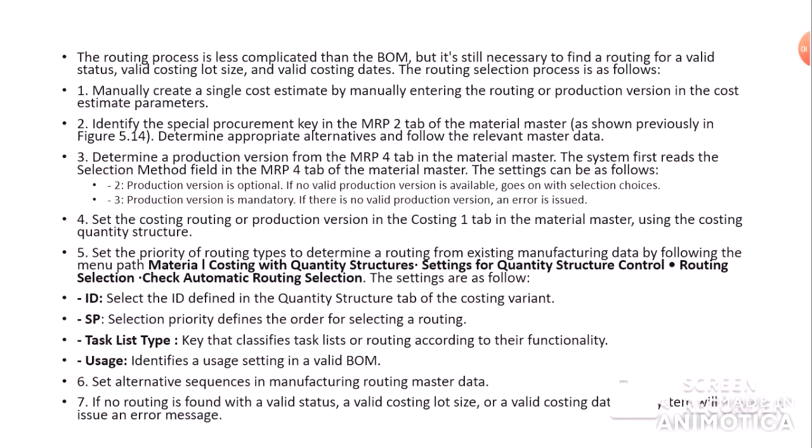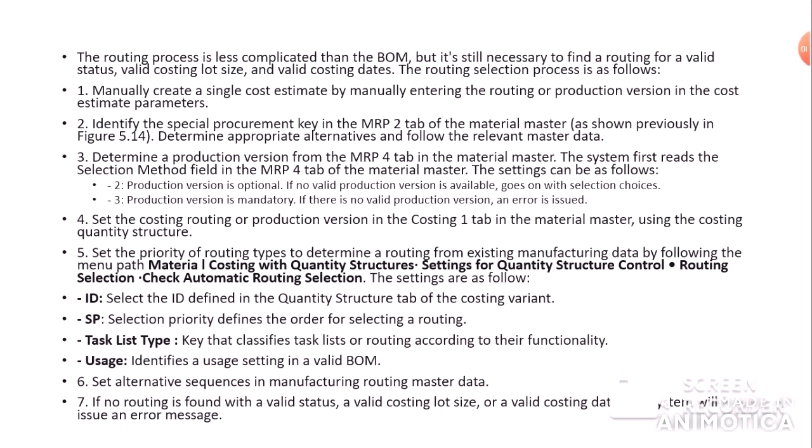Material Costing with Quantity Structures, Settings for Quantity Structure Control, Routing Selection, Check Automatic Routing Selection. The settings are as follows. ID, selection priority, task list type, usage. In ID, select the ID defined in the quantity structure tab of the costing variant. Selection priority defines the order for selecting a routing. Task list type is a key that classifies task lists or routings according to their functionality. Usage identifies a usage setting in a valid BOM. Set alternative sequences in manufacturing routing master data.